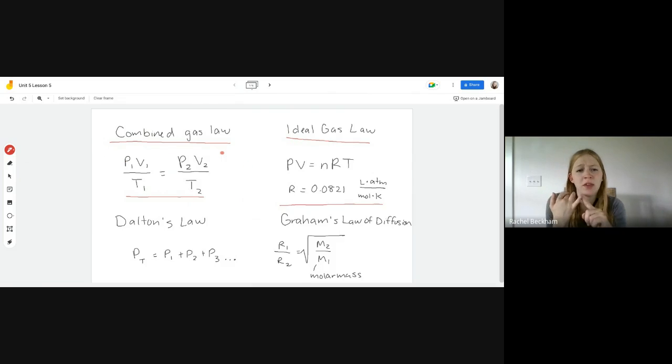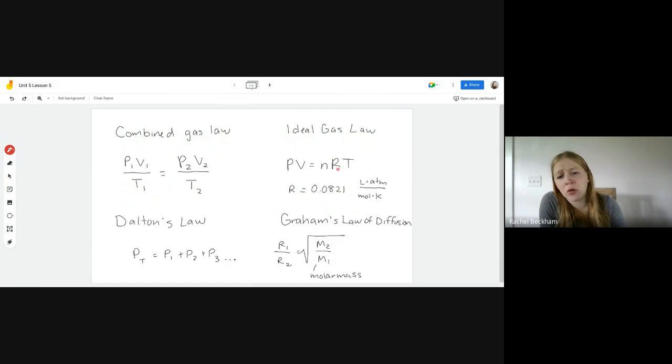Both of them have P, V, and T in them. But you'll notice that the combined gas law has a starting P1 and then a P2, and a V1 and then a V2. So we know to use this equation if we are given a scenario where the pressure, the volume, and the temperature are changing to a new one. We know to use the ideal gas law if they are not changing. They give us a few variables and they ask us to solve for the pressure or solve for the volume.